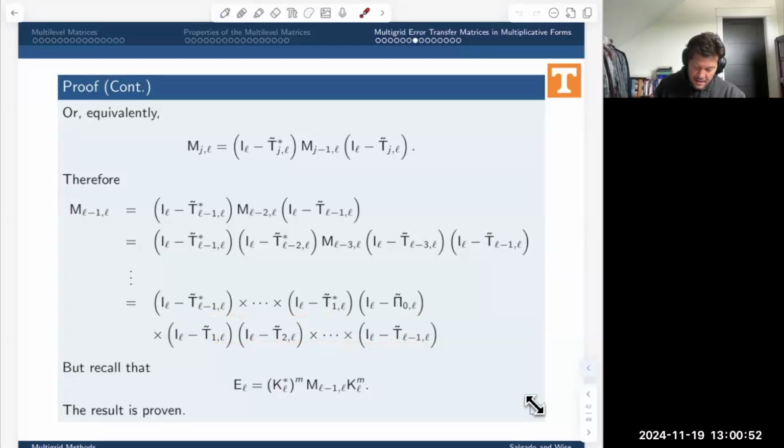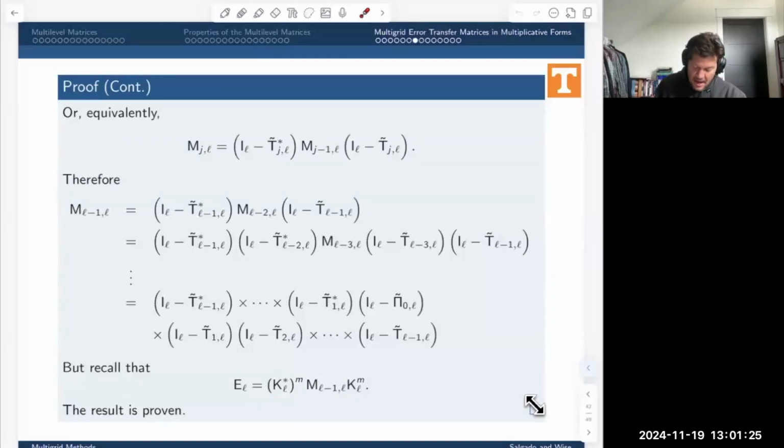And the key is observing that the error transfer matrix can be written as this M_{L-1}^L matrix right here, and on either side multiplied by these error transfer matrices for our smoothers. All right, so that's all there is to the proof. Of course, there were a lot of complicated details in between, but that was the basic idea. So we proved this last time.